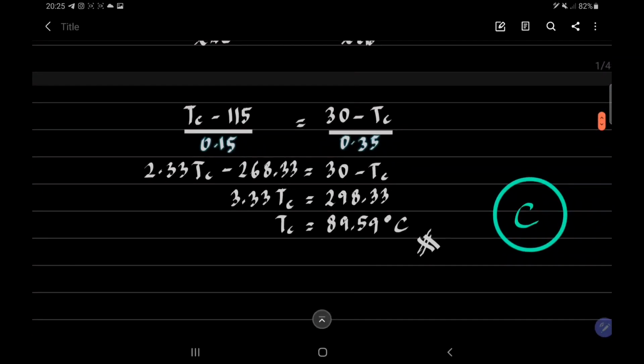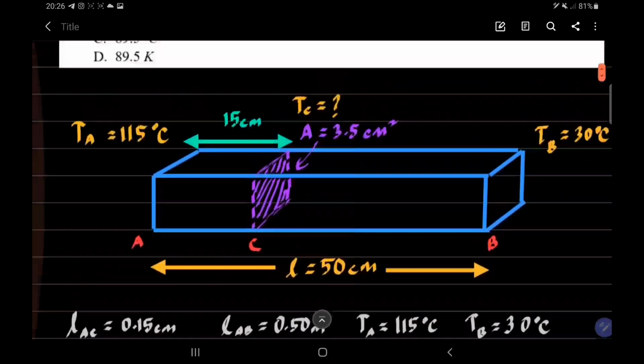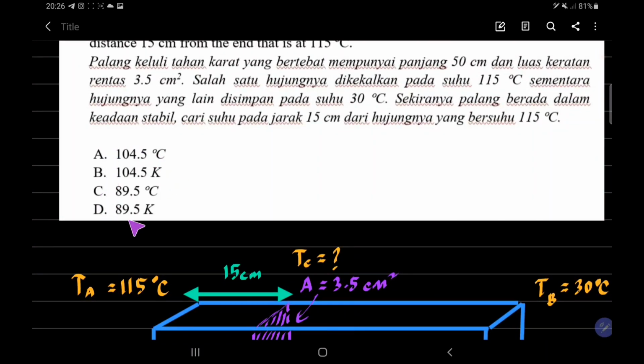Okay, we just substitute into the equation so that using our calculator we may calculate the value of TC, and TC getting here is 89.59 degrees Celsius. So by using the calculator directly, you may get 89.5. But by using 2 decimal places, the answer now is 89.59. So based on this, we just refer to the nearer answer given, which is 89.5, which is C. According to A, B, C, and D given here, the best answer or the nearer one is C, isn't it? Which is 89.5.